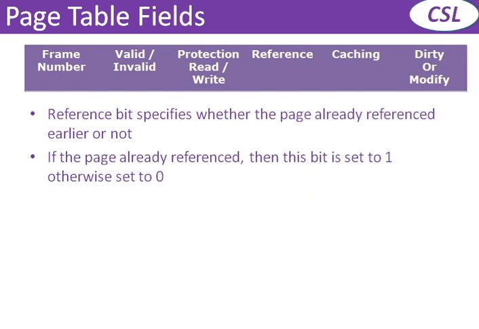If the page is already referenced, meaning earlier, in a previous clock cycle, the operating system already accessed that particular page, then the bit is set to 1. Or else, if this is the first time that page number is referred to, then the bit is set to 0. That is about the reference field.